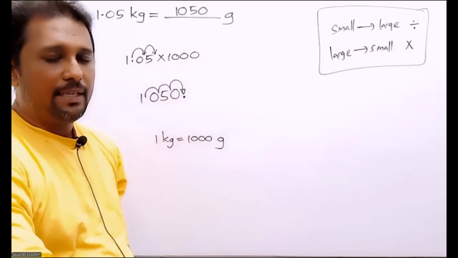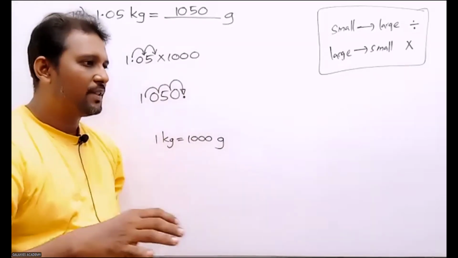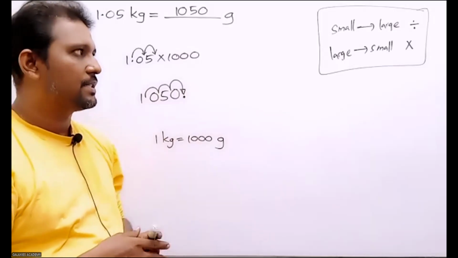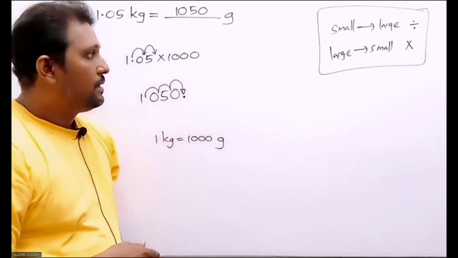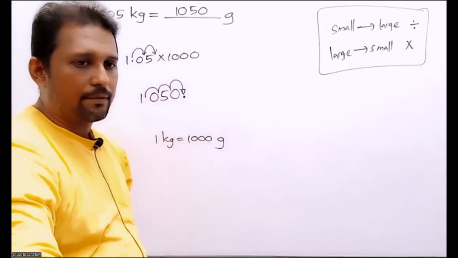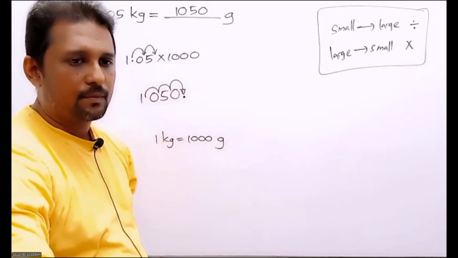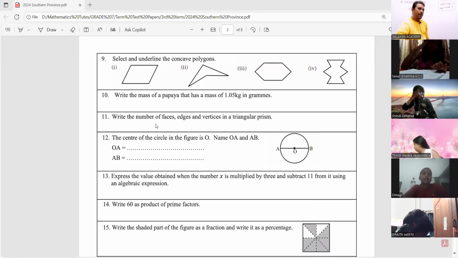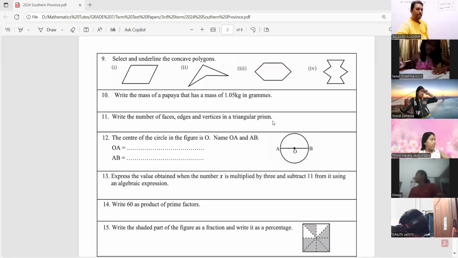Right, now we have already discussed the first 10 questions of the first part. There are 20 questions, and half of them we have discussed. Then we can go to the next one, number 11. Look at the 11th question given. Write the number of faces, edges and vertices in a triangular prism.